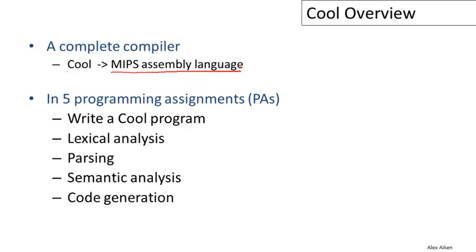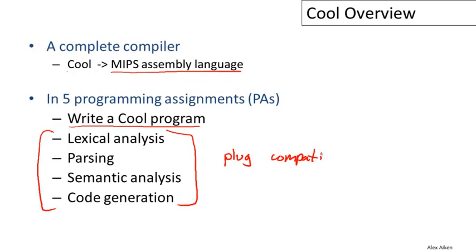The project is broken up into 5 assignments. First, you're going to write a COOL program, and that program itself will be an interpreter to give you a little bit of experience with writing a simple interpreter. And then the compiler itself will consist of the 4 phases that we discussed: lexical analysis, parsing, semantic analysis, and code generation. And all of these phases, I should emphasize, are plug compatible, meaning that we have separate reference implementations of each of these.